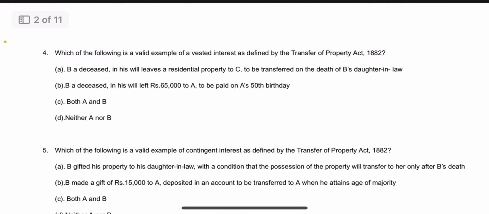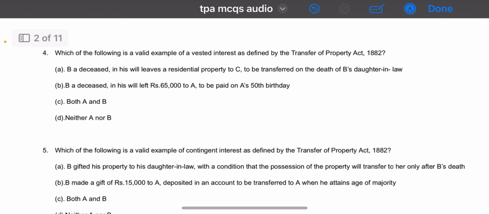Fourth question is, which of the following is a valid example of a vested interest as defined by the Transfer of Property Act 1882? The options are A. A deceased in his will leaves a residential property to C to be transferred on the death of B's daughter-in-law, B. A deceased in his will left rupees 65,000 to A to be paid on A's 50th birthday, C. Both A and B, D. Neither A nor B. So the correct answer is A.